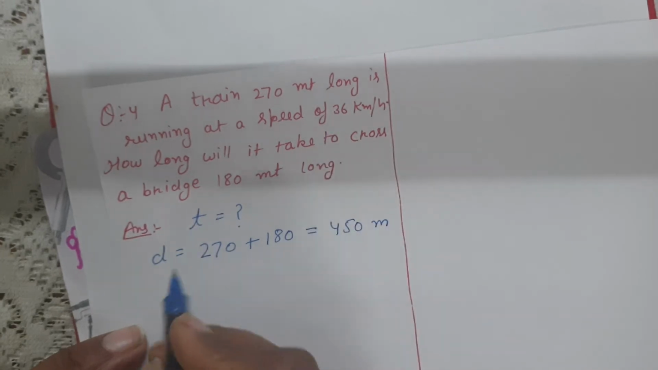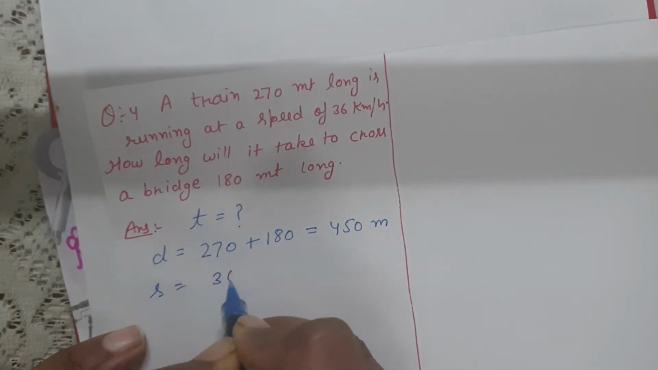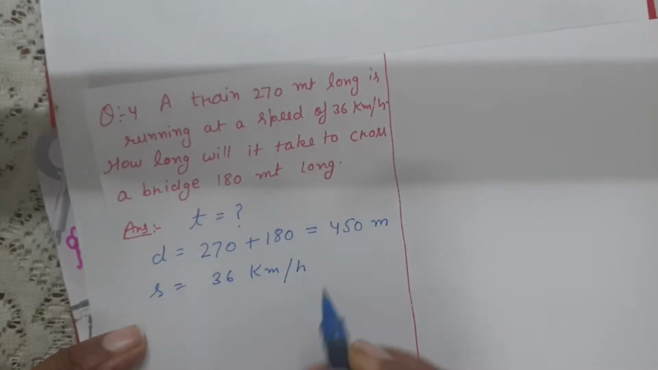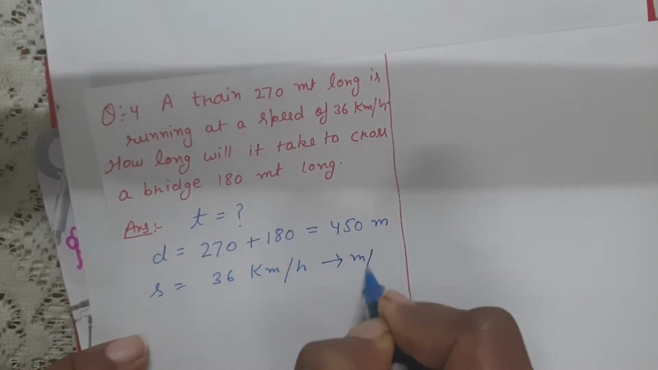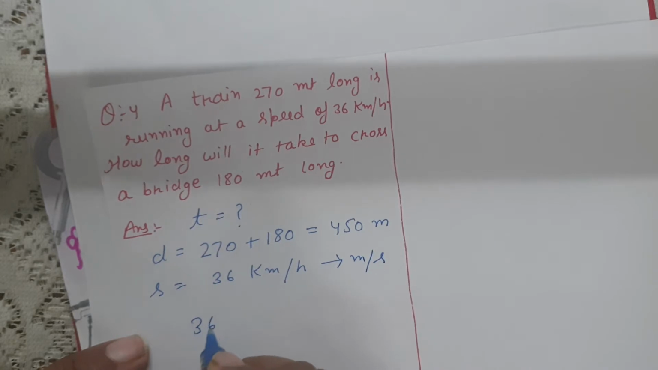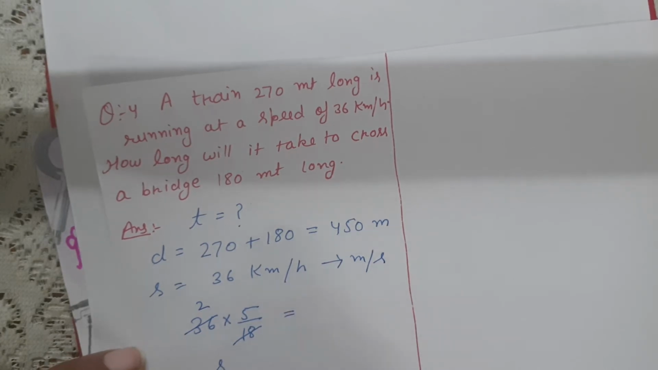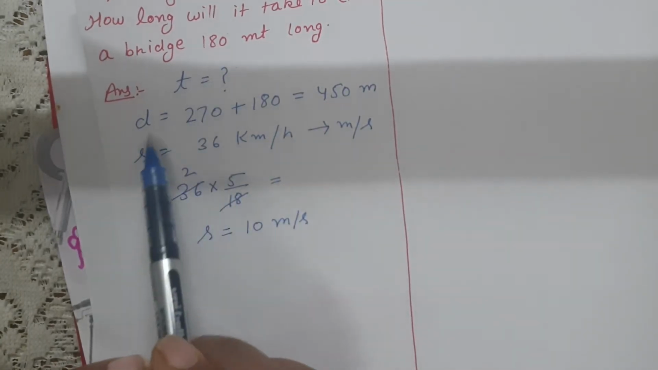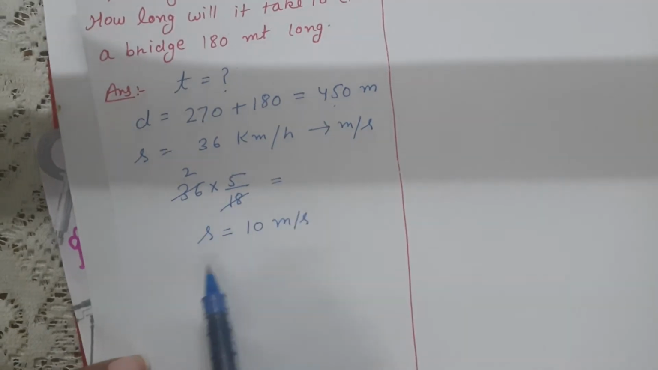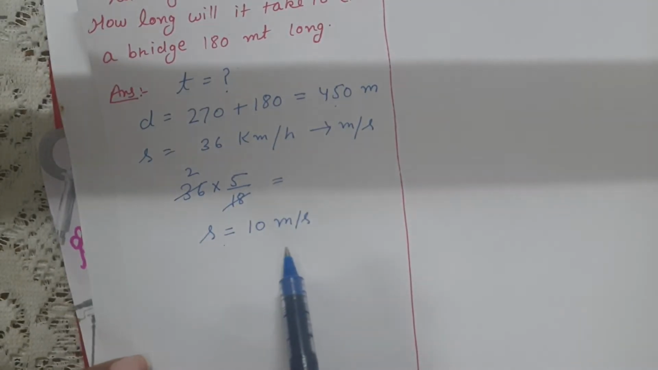And now speed is 36 kilometer per hour. And now we will convert it into meter per second. So 36 into 5 upon 18. 18 twos are 36. So speed is equal to 10 meter per second. So we have to find out time. D is 450 meter and the speed is 10 meter per second.